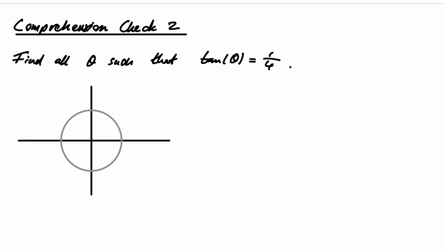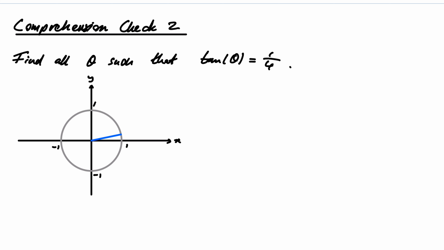Now, same old story. Tangent represents what? It represents the slope of an appropriate straight line. So given an angle, theta, it gives a position on the unit circle. And tangent is the slope of this line. So what are the possibilities? We've got tangent of theta is equal to a quarter. That means the slope has to be a quarter.